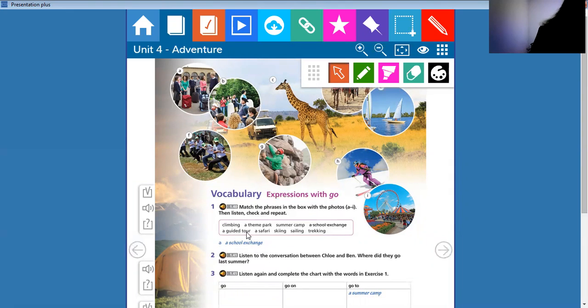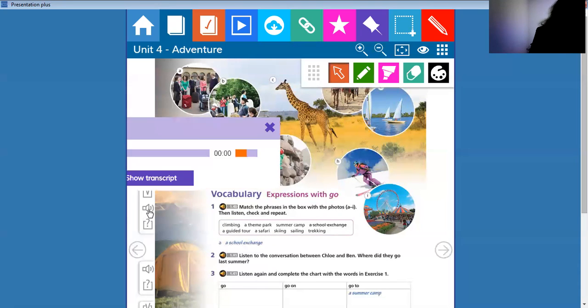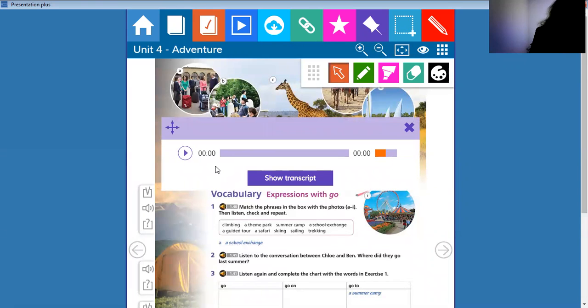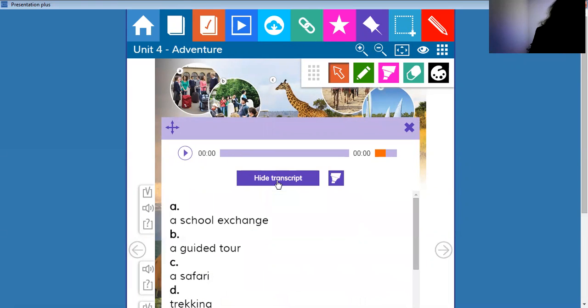Letter B. Letter C. What is this? Here you have a safari. Now the next. Letter D. Trekking. Now you have to do this because this exercise is very, very easy. Now, look here. This is the correct order, okay?